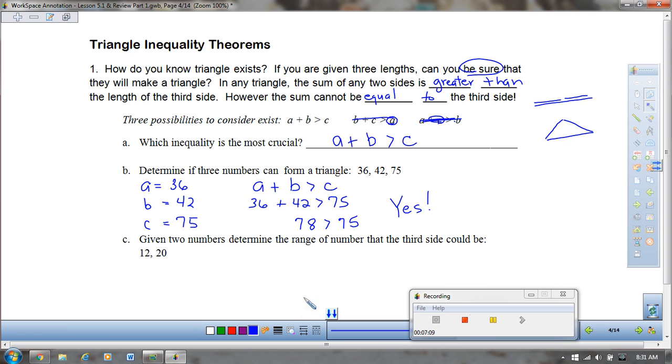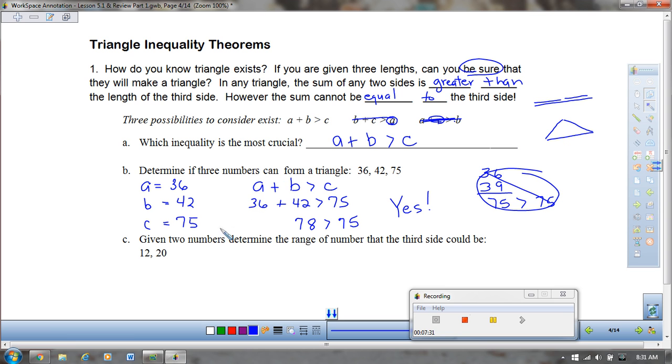And so you're looking at the numbers, you just kind of consider these things. If the sums were 36 and 39, 36 and 39 sum to 75. And 75 is not greater than 75, so those segments, 36, 39, and 75, would not make a triangle. And determining that is just a matter of looking at the combination of those sides.